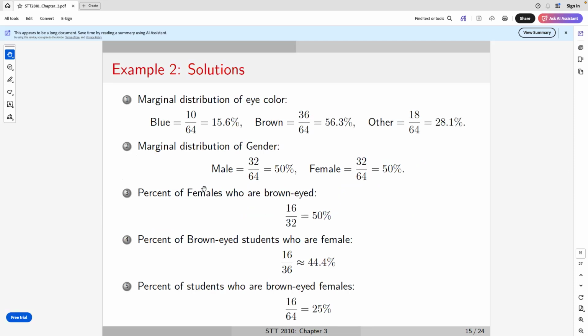And so when you look at the solutions here, this is a marginal distribution of eye color. You see, I wrote that down: blue, brown, and other. And then I computed the percentages. And then I did the same for gender. Under gender, we have male and female. And then the percent of that, I also did just like we discussed. You see, we have that one here.